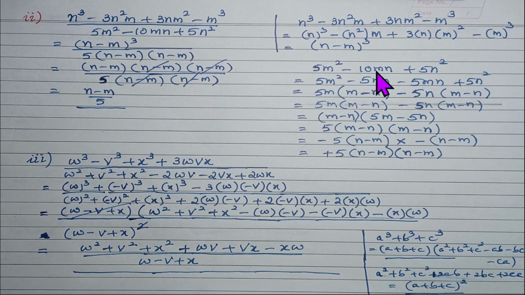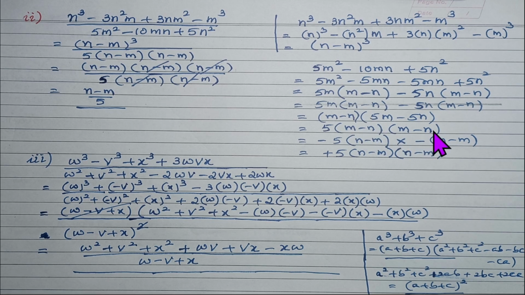The denominator is 5m square minus 10mn plus 5n square. Now I can go for the middle term splitting method. So minus 5 minus 5, it is minus 10, and minus into minus is plus, 5 into 5 is 25m square n square, so therefore the splitting is correct. Now grouping it, I can take 5m as common here, it is m minus n, 5n is common here, m minus n. Now I have m minus n common, so I take it outside, and in the bracket I get 5m minus 5n. And 5 is also common, so take 5 outside, so it will be m minus n into m minus n.